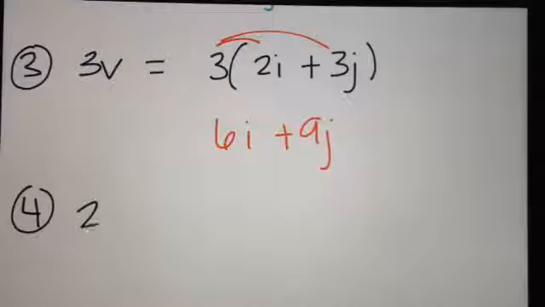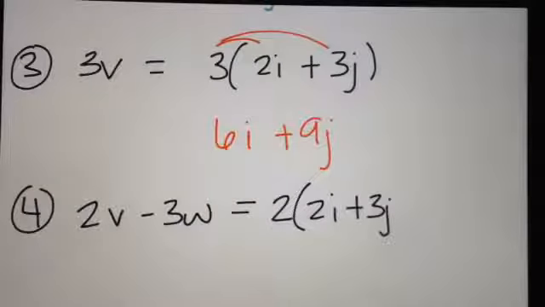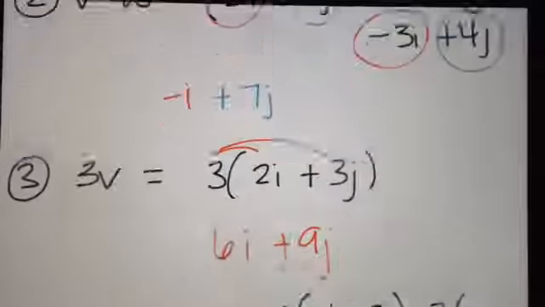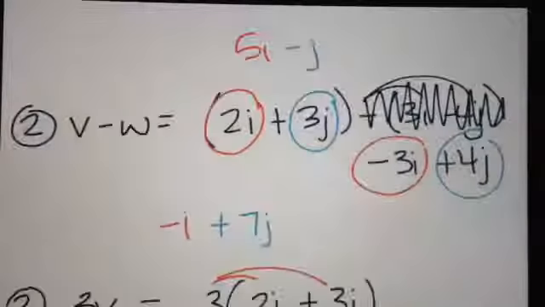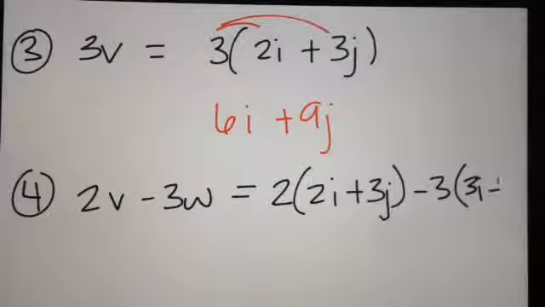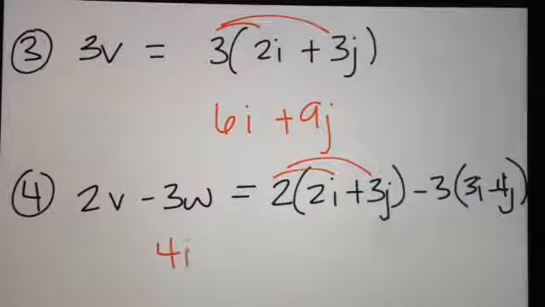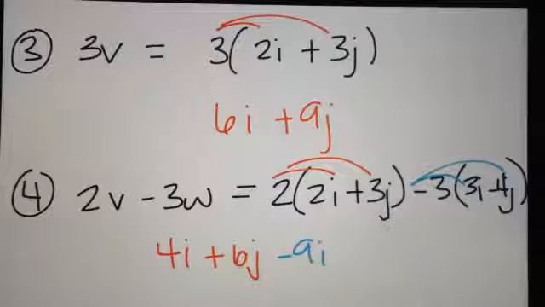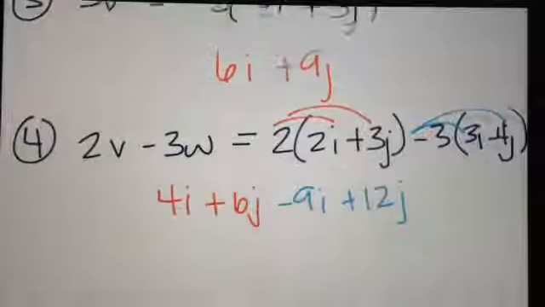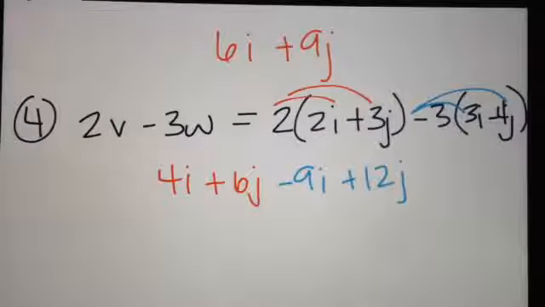Let's say I wanted to do 2v minus 3w. Then I could write 2 times 2i plus 3j minus 3 times, I don't remember what it was, 3i minus 4j. And then we can distribute those. So we've got 4i plus 6j and negative 9i plus 12j. Again, we're going to combine our like terms. So we have negative 5i plus 18j. So like I said, basically exactly what you would think of when you think of operations.